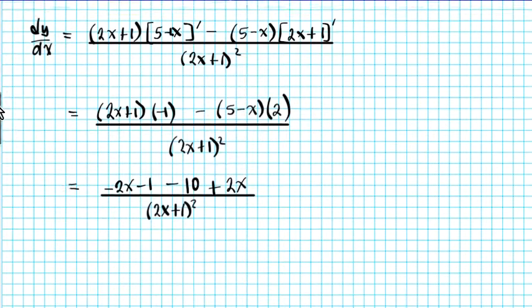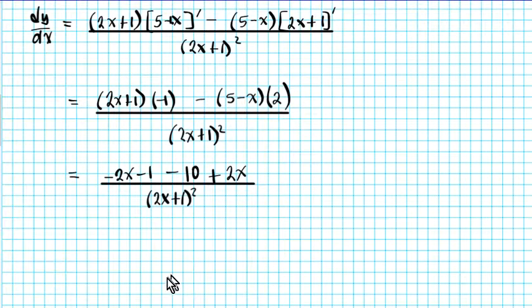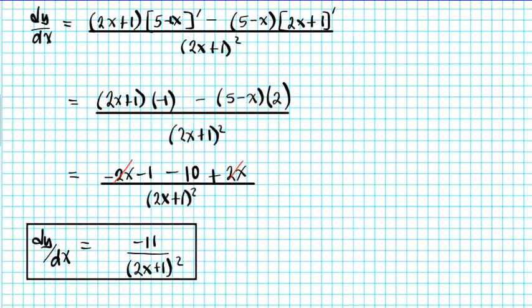Let's go ahead and simplify. We're going to have the dy/dx is equal to negative 2x plus 2x, which add up to 0. Minus 1 minus 10 is negative 11, divided by quantity 2x plus 1 square. Alright, so that's the derivative of y with respect to x.